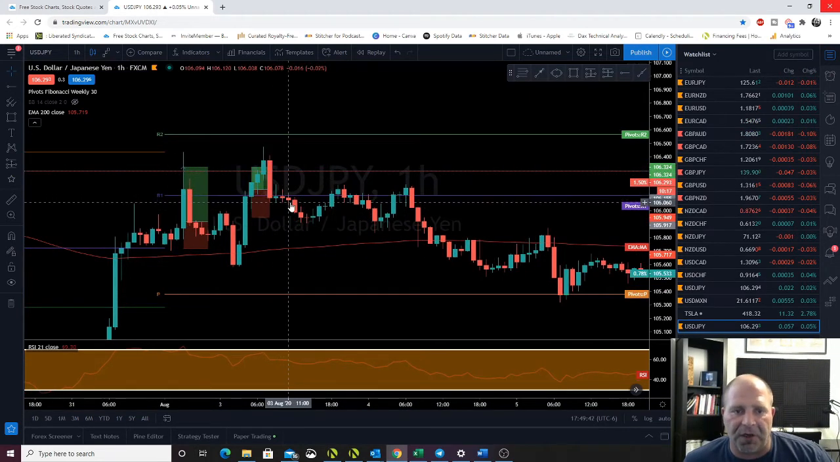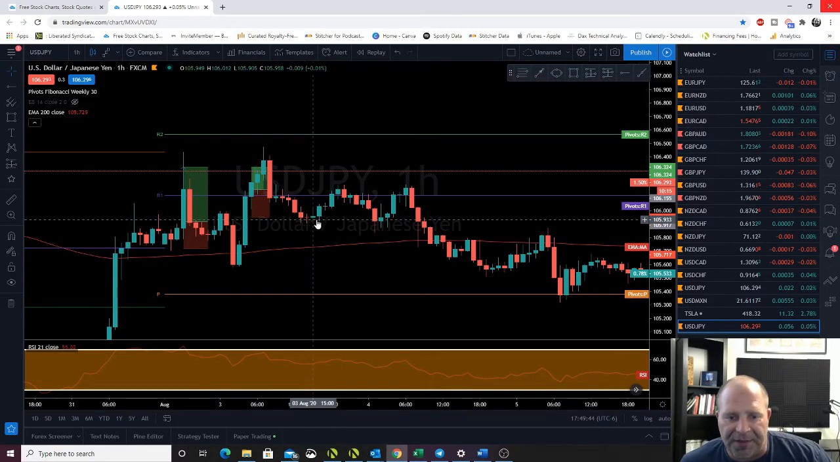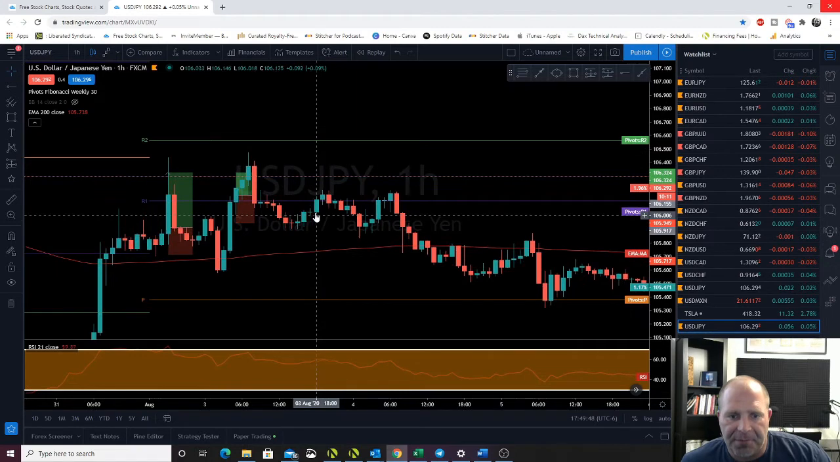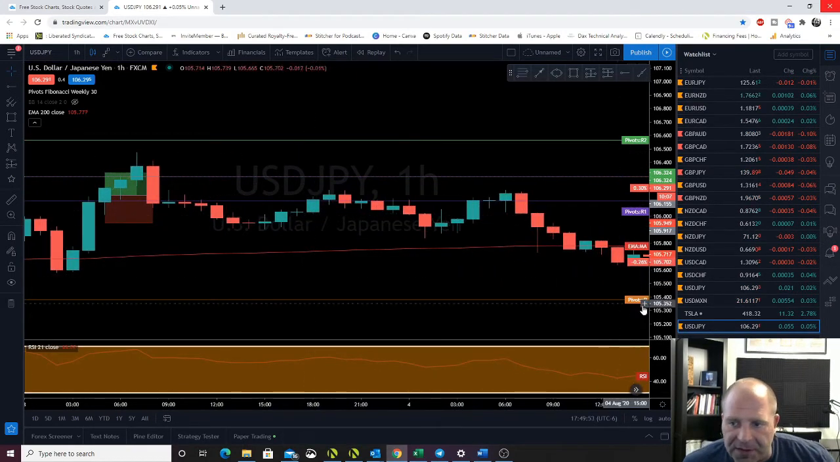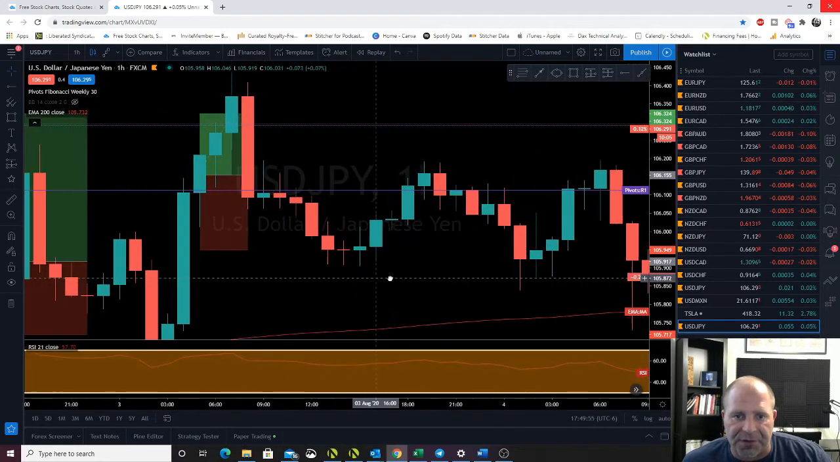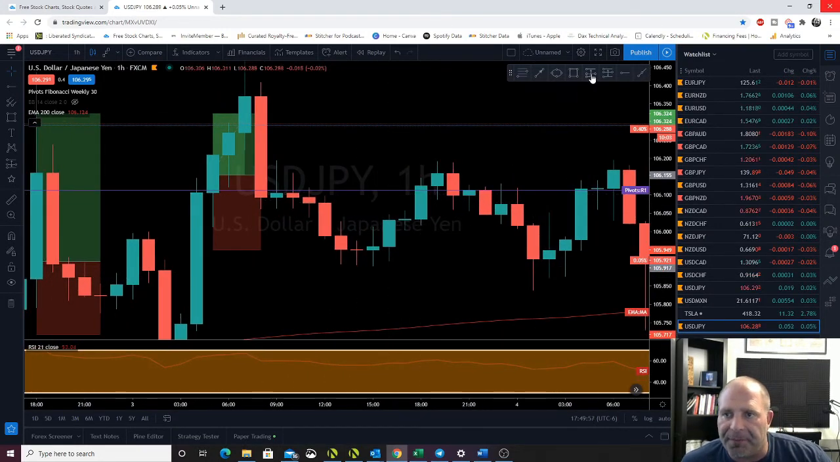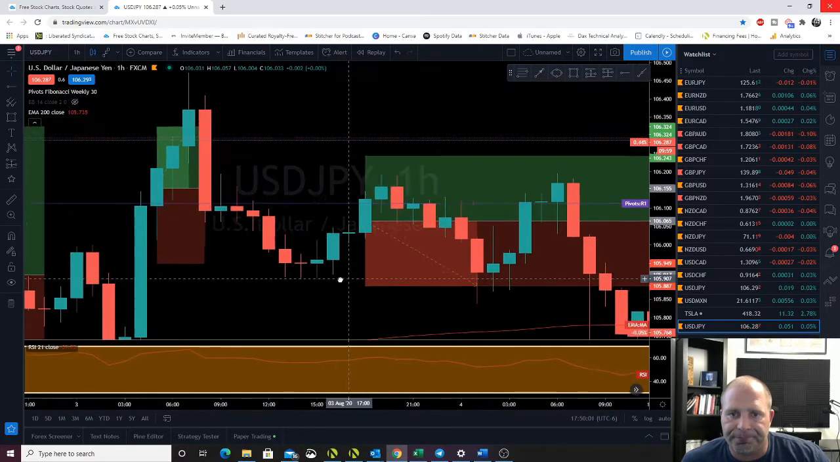Now you get home from work. You find this 17 candle. All right, here it is. Perfect little pin bar. And it's going to open you up. Let's zoom in a little bit. It's going to open you up a buy trade right there.